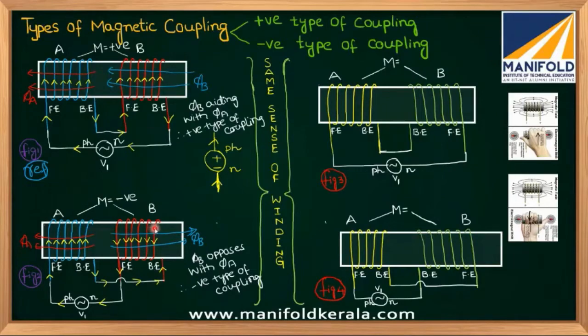Though sense of winding is same, if you change direction of current, in this example, please try to see figure number 1 and figure number 2: coil B direction of current is upwards here, and coil B current direction is downwards there. If you change direction of current in coil B in this example, coupling was changed. If previously it is positive, now it is negative. Yes or no? Yes.